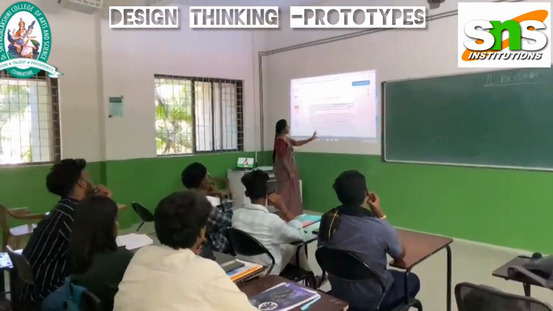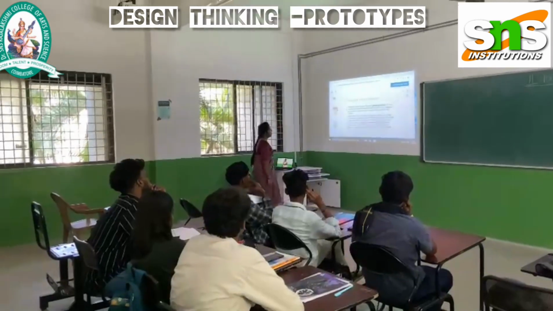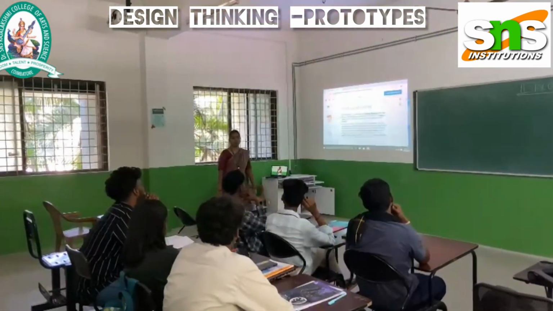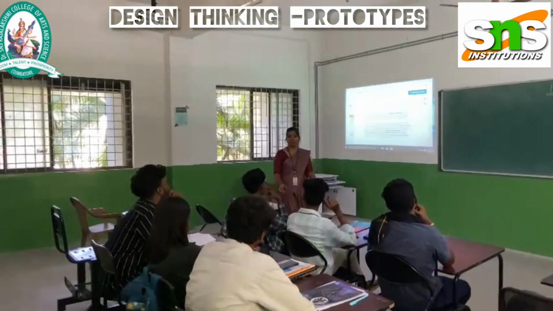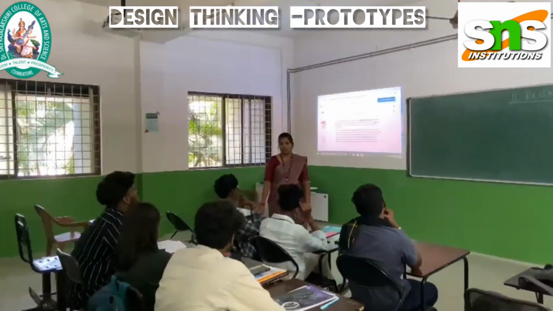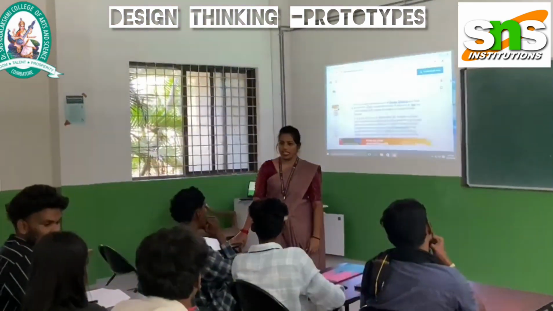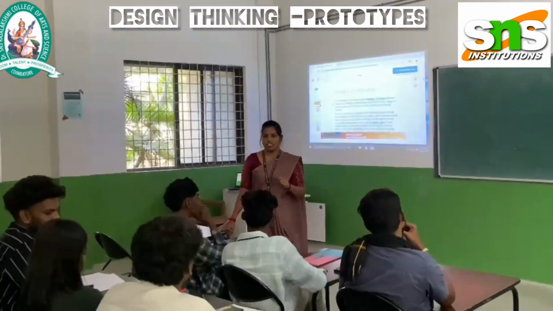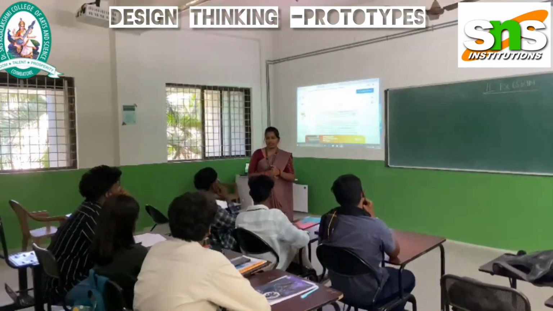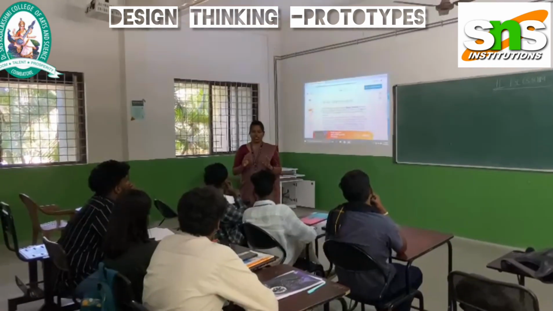The first one is paper prototype, hand-drawn sketches on paper to demonstrate the product's look and basic functionality. 3D models, using materials like cardboard, clay, or 3D printing to create a physical version of the product. Mockups, non-functional visual representation of the final product, often made with tools like XD or Figma.